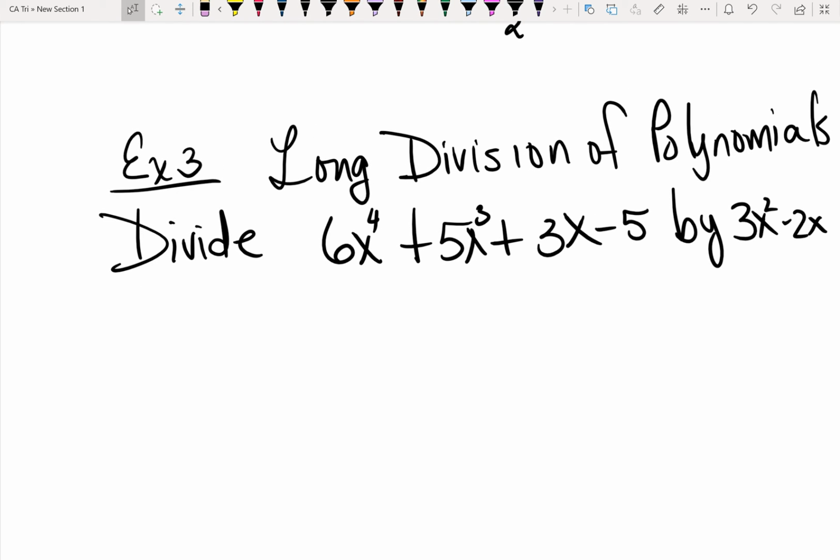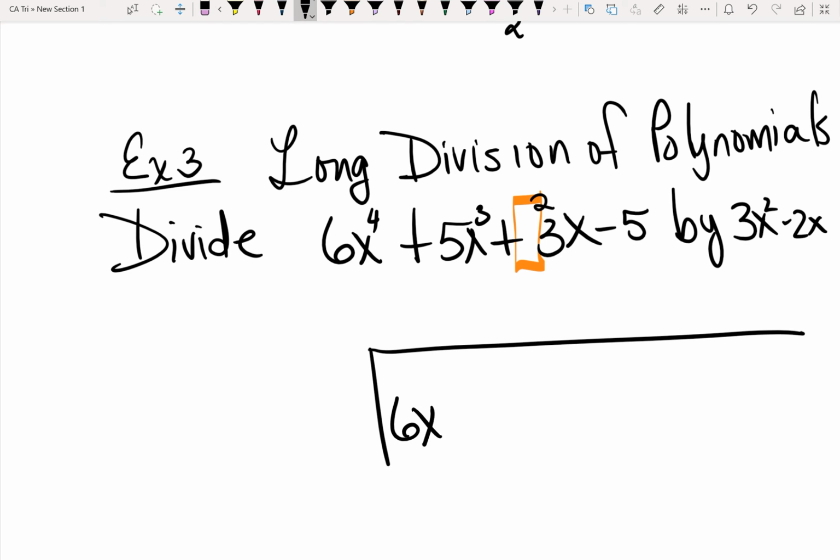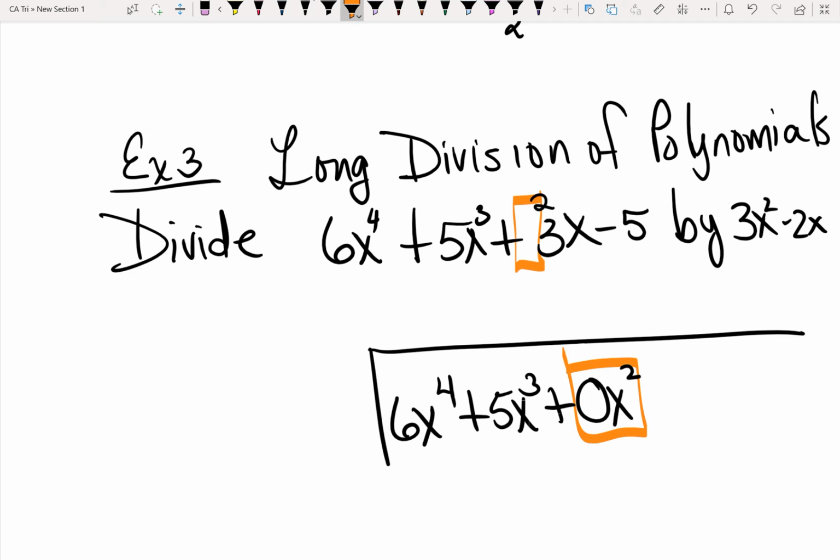We need to begin by noticing that there is a missing term, technically the 2nd power term. So we need to account for that in here. So that means that when I fill this in, this 6x to the 4th plus 5x to the 3rd plus a 0x to the 2nd. You gotta fill it in. This is the missing term. Okay, and then continue with what you do have. So we have a plus 3x minus 5. We are dividing that by 3x squared minus 2x. Okay, and that's fine. We don't need to continue with that.